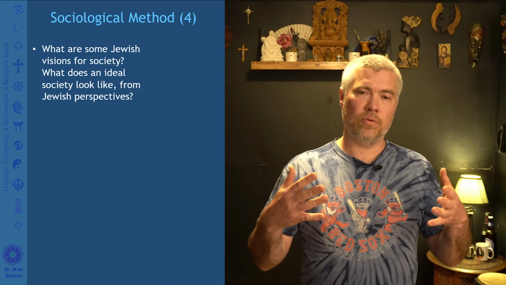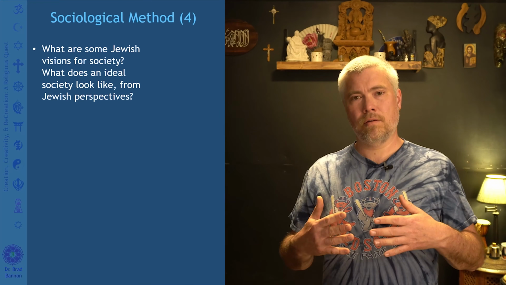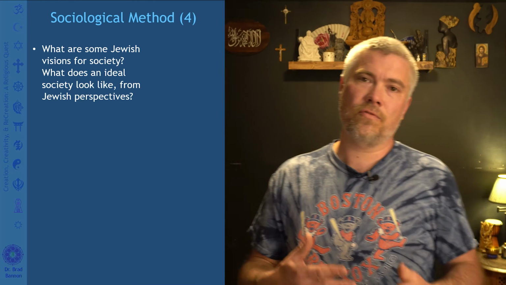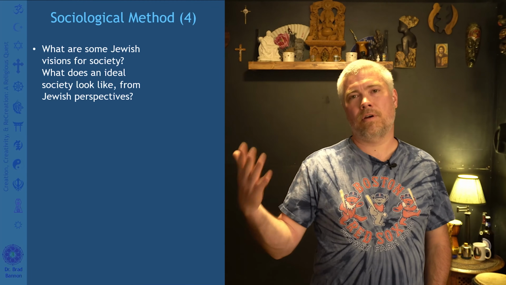So another way to understand sociological method, or a different version of it, I suppose, would be to ask the question, what are some Jewish visions for society? So what does an ideal society look like from a Jewish perspective?